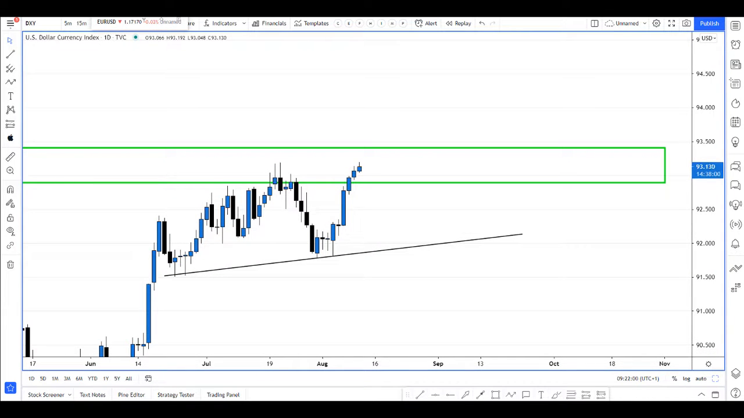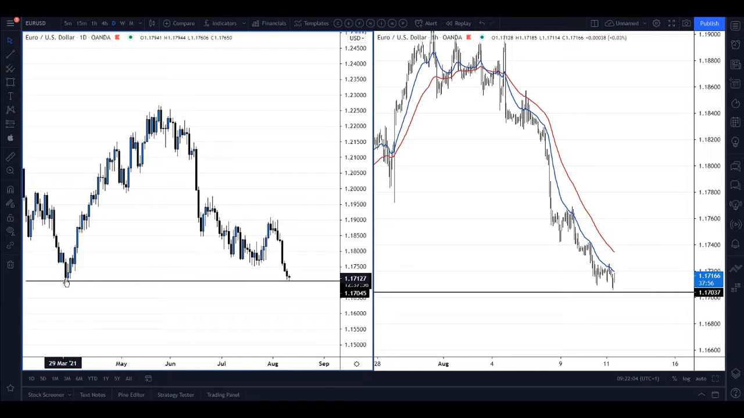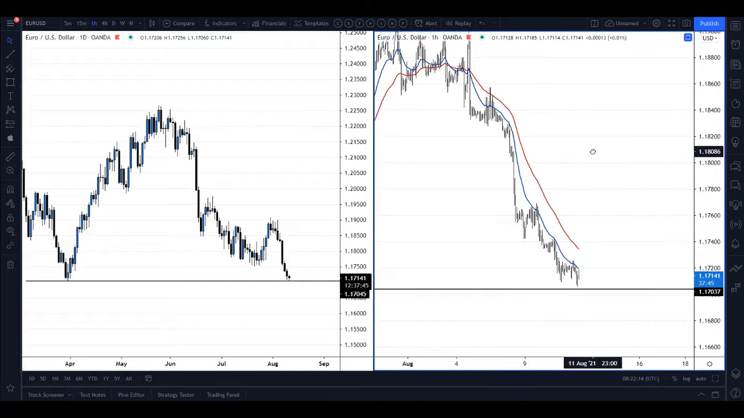So dollar index at resistance, and also the euro at support. As you can see, support here, which we tested 30th of March 2021, 31st, and again here now on the 11th of August. So we'll be looking to see if we do get any smaller changes of cycle on the hourly or even maybe the 15-minute.